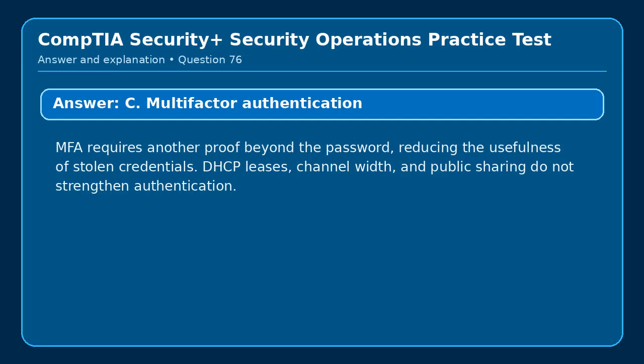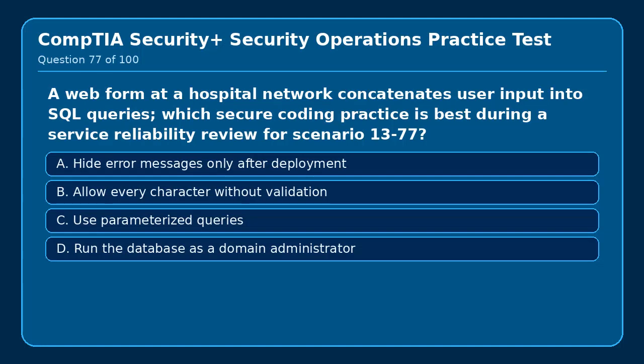Question 79. How should a financial services team protect a state-changing web request from forged browser submissions for the next maintenance window for scenario 13-79? A. Require users to clear browser history daily. B. Use anti-CSRF tokens tied to the user session. C. Move the server to a larger subnet. D. Increase the DNS TTL. Take a moment to choose your answer.